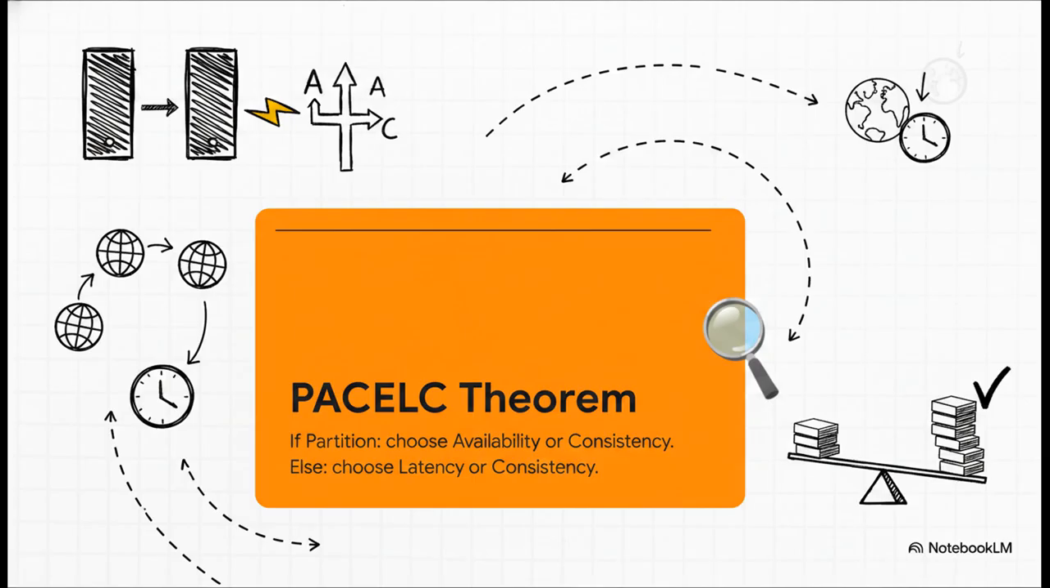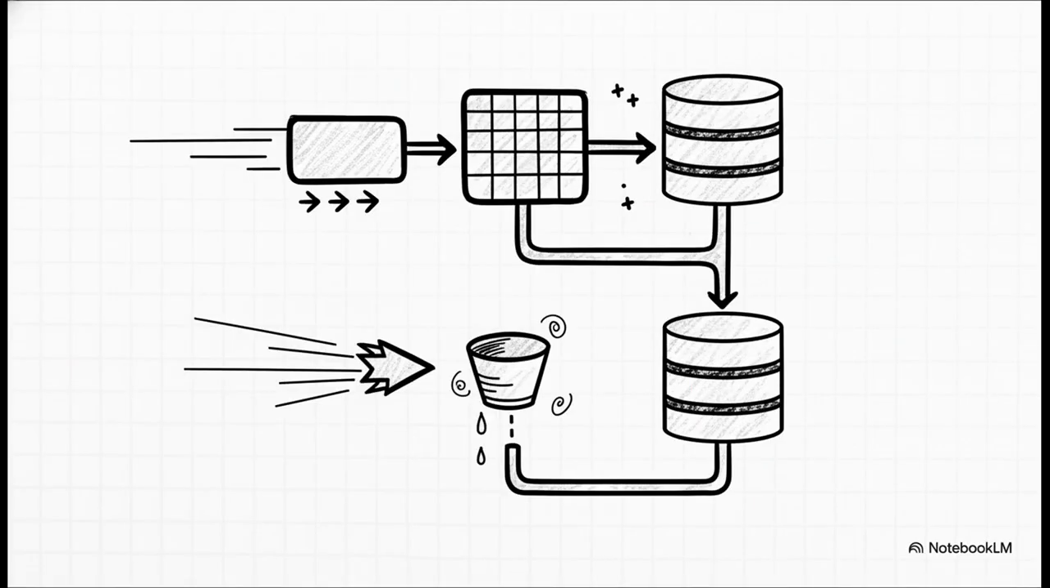Going a step beyond CAP, we have the PACELC theorem, which forces us to realize that even when the network is perfectly healthy, you still have to make a choice. You constantly trade stronger consistency for lower latency. If you want a read to be instantly fast across the globe, you might just have to accept that the data you're serving is slightly stale. And to manage that latency, we use caching.